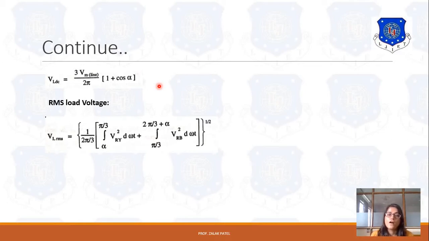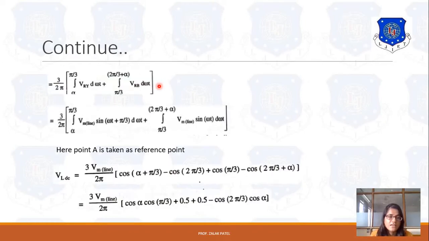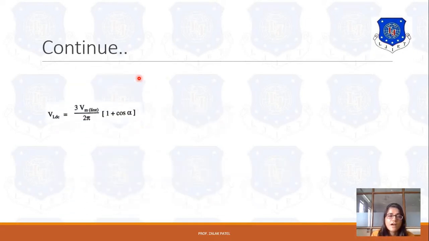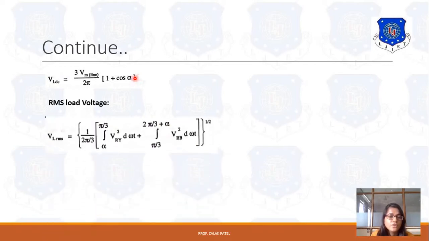As we found the load voltage in the previous case by considering the two separate terms VRY and VRB, here for the RMS part also you have to take the separate parts RY and RB, because if you note in the question, the shaded portion had RY and RB phase terms. So here we take VRY square and VRB square, and then take the square root of this equation.